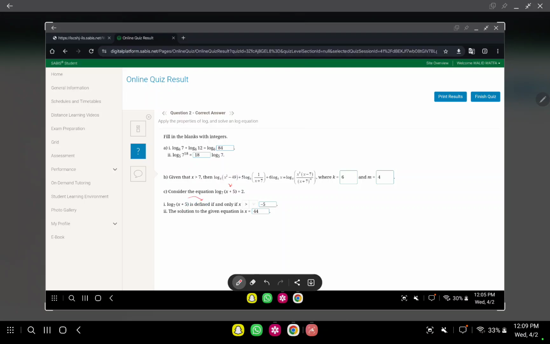When is it only defined? Okay, like I told you, for the domain of log and ln, what's inside, what's under it, has to be greater than 0. It must be greater than 0. So in this case, x plus 5 must be greater than 0.